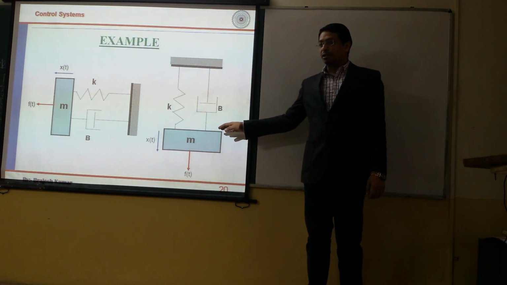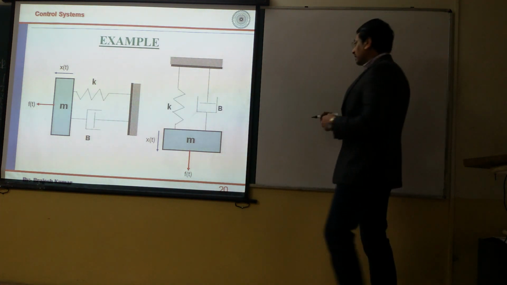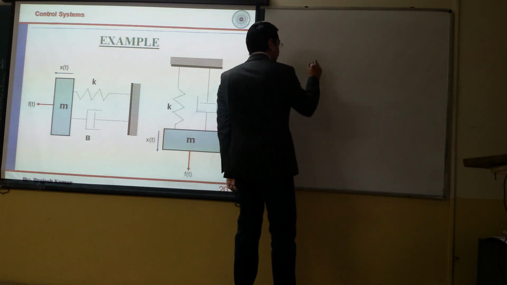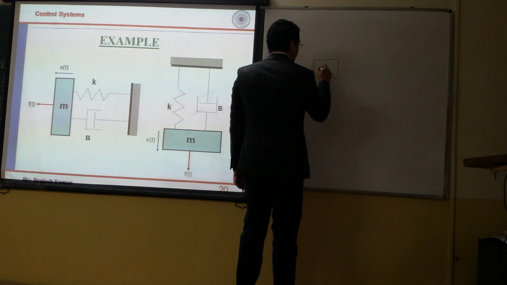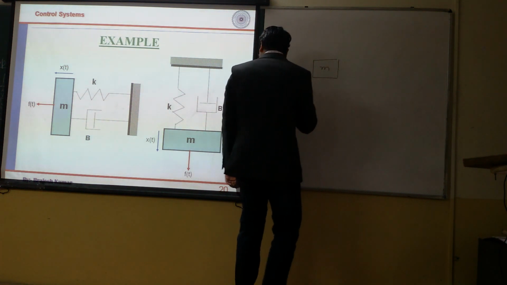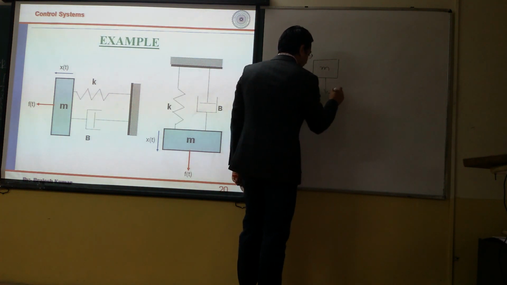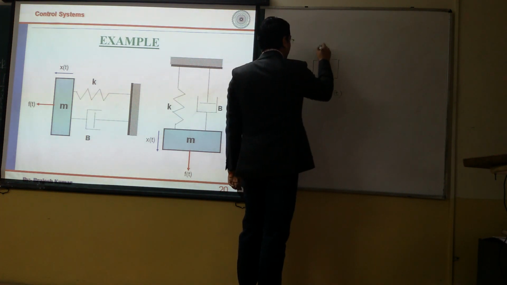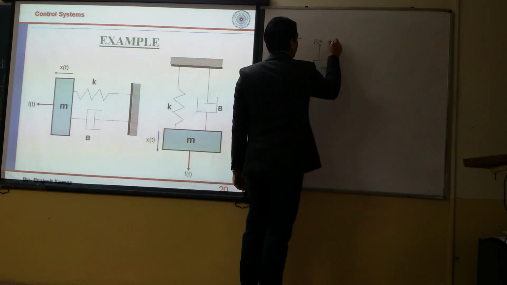Because if you are thinking that the mass mg force will work, but if you once again try to do the free body diagram, what will you get? You will get m, and this net force Ft, and once again Bx is the damping force and Kx will be the spring force.